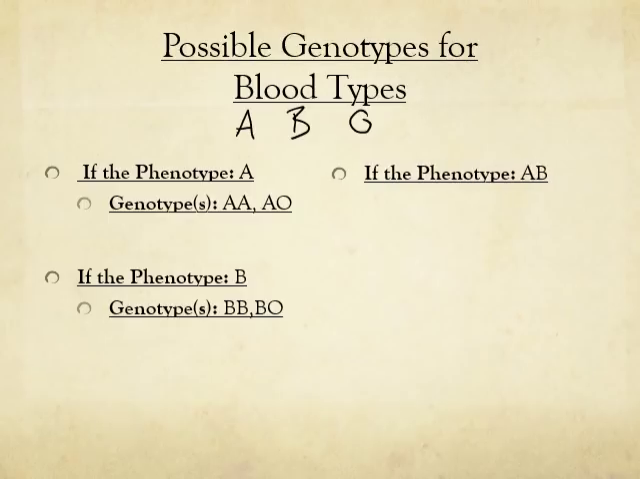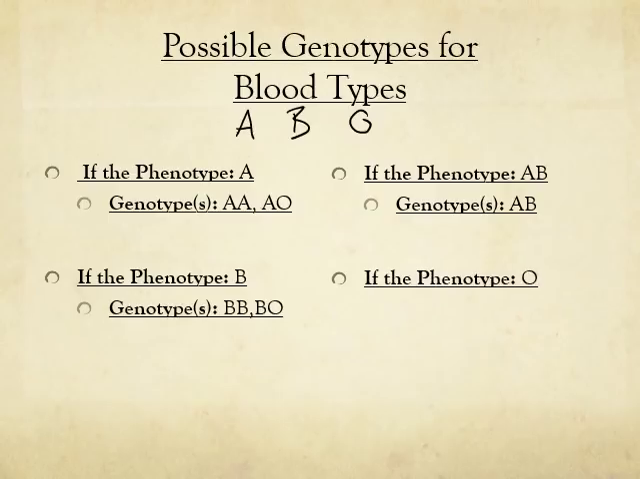If you have the phenotype AB, there is only one combination you can have, which is 1A and 1B. And finally, if you have the phenotype O, the only combination you can have is OO, because this is the recessive genotype as well as the recessive phenotype. So the only combination for O-type blood is OO.